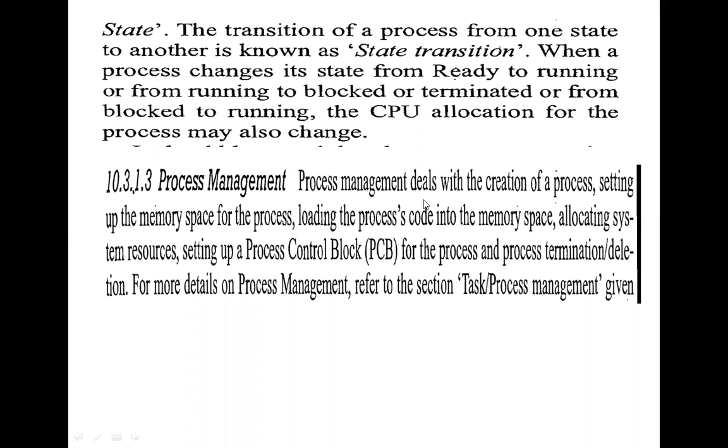The process management deals with the creation of a process, setting up memory space for the process, loading process code into the memory space, allocating system resources, setting up a process control block for the process, and process termination or deletion.